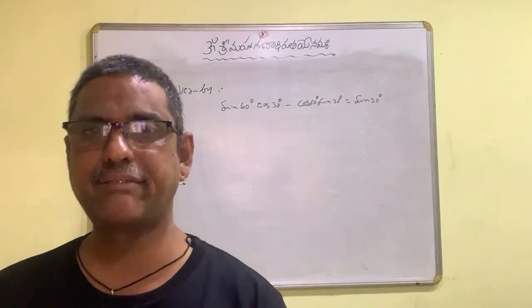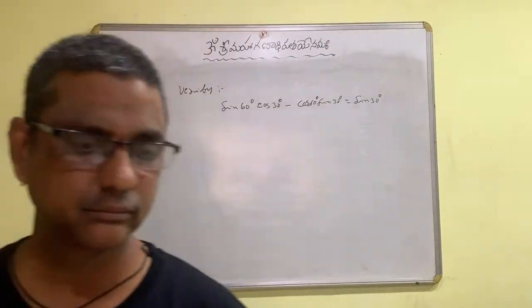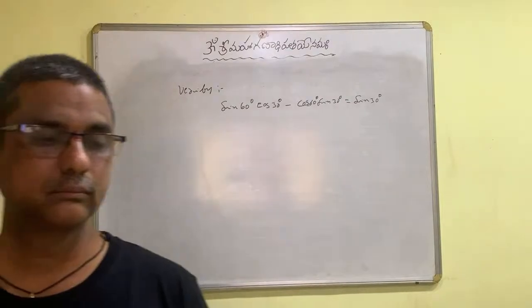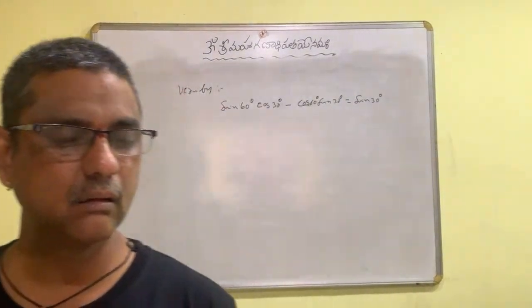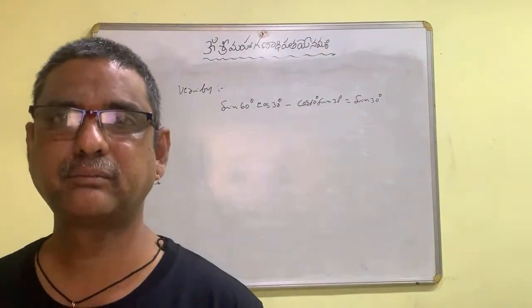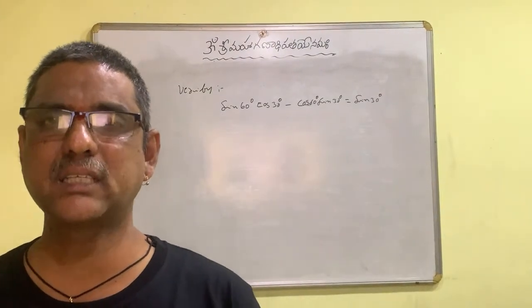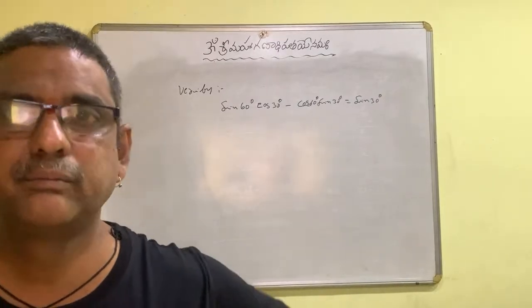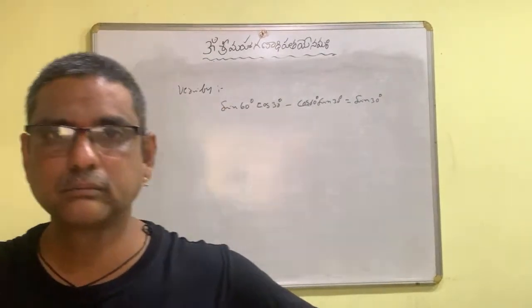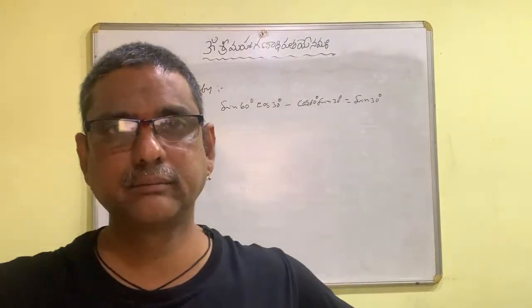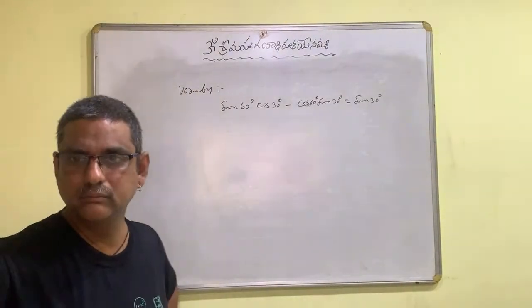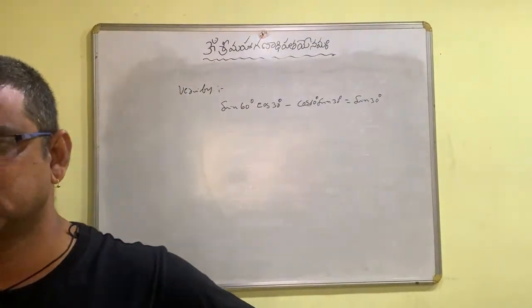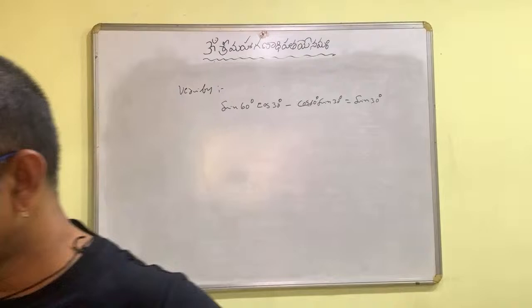This is the question. Verify. How to do it? The question is verify sin 60 cos 30 minus cos 60 sin 30 is sin 30. How to do it? Cos 30 is equal to sin 60. Okay. What is the use of that?